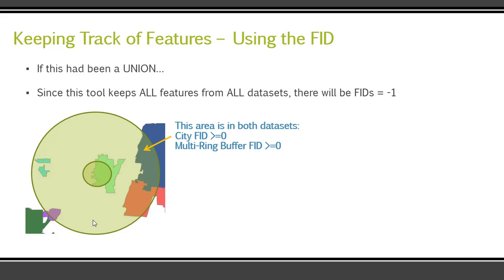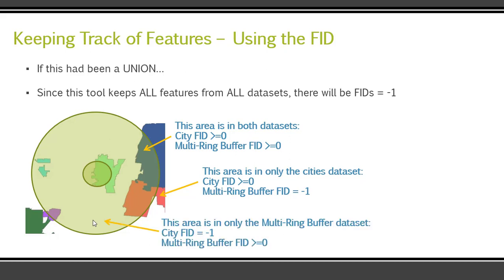For example, this particular area exists in both data sets. So you're going to have a positive value for both your city and your multi-ring buffer. However, this little pink area out here only exists in the cities. It didn't exist in the multi-ring buffer. So when you look at the table record for that polygon, it'll have information for the city, but not for the multi-ring buffer. And you'll notice that the FID value is going to be a -1. That tells you it was not in the buffer, but then you can look across and see that it was in the city data set. Same for this area in here. There's no cities there. So the city FID in the output table is going to be -1, but your multi-ring buffer FID will be a positive value, greater than or equal to 0.